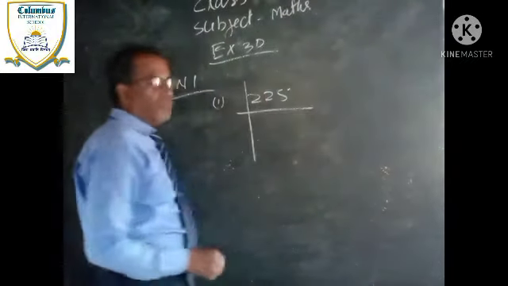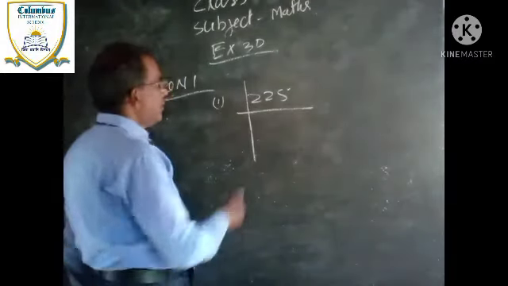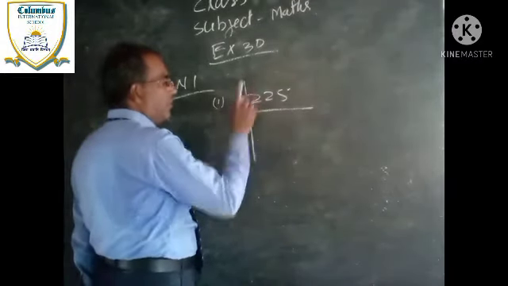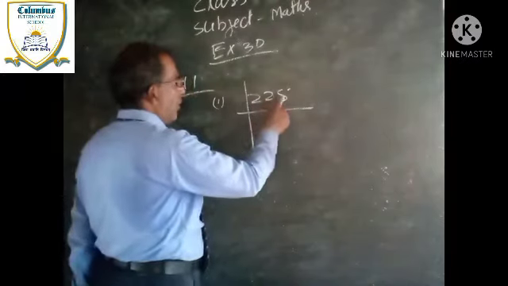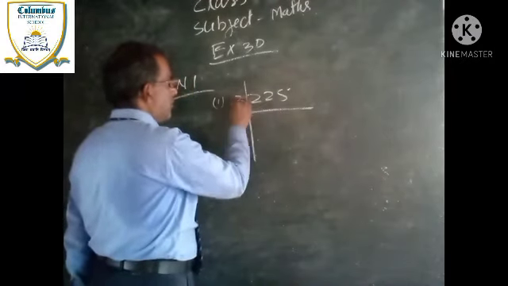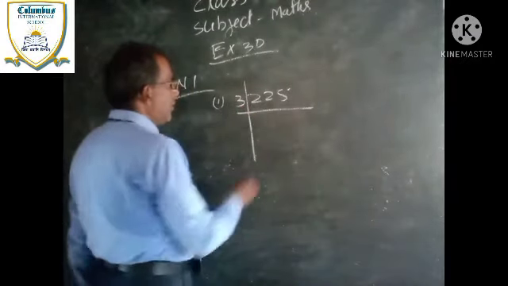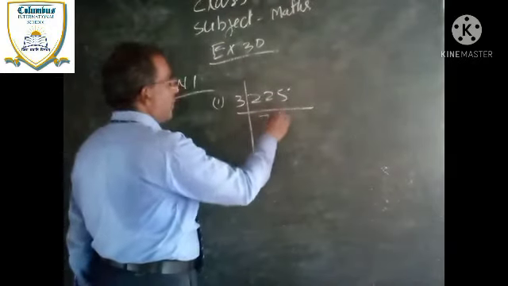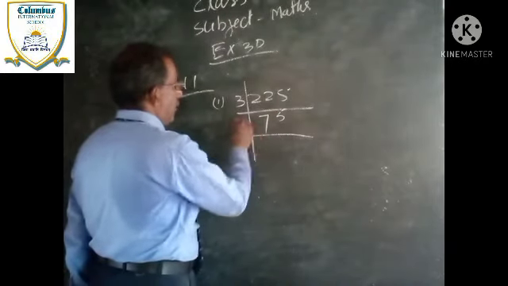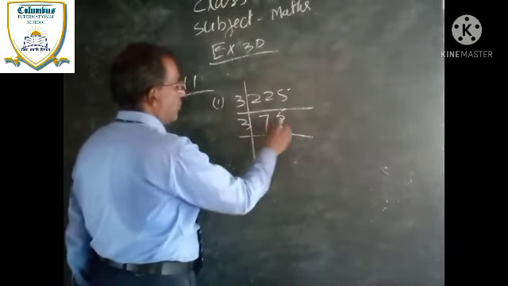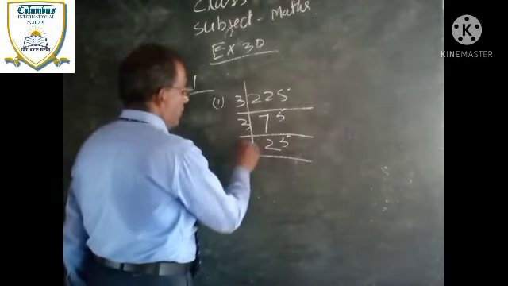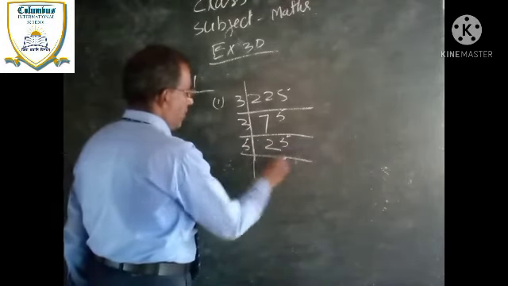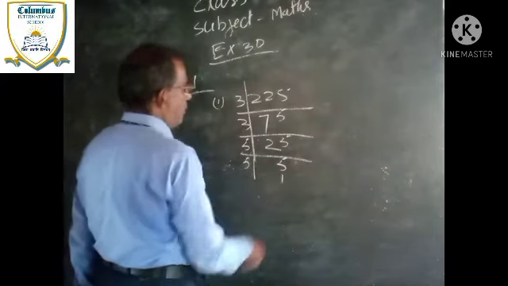First of all, we should factorize it. This number is divisible by 5 because the last digit is 5, and 5 plus 7 plus 9, this number will also be divisible by 3. 3 twos are 6, 3 fives are 15, and 3 twos are 6, 3 fives are 15, 5 fives are 25, 5 ones are 5.